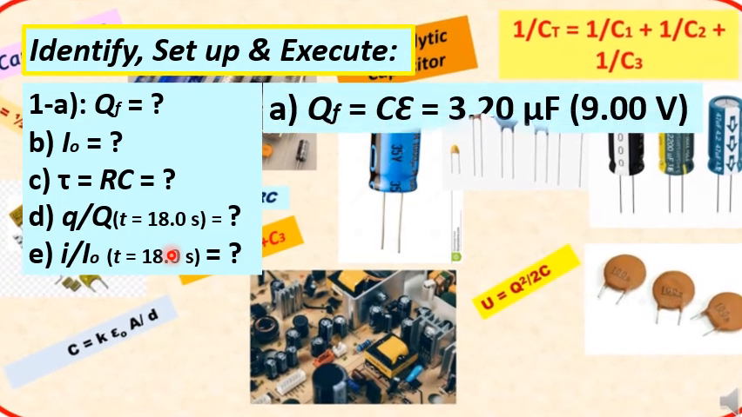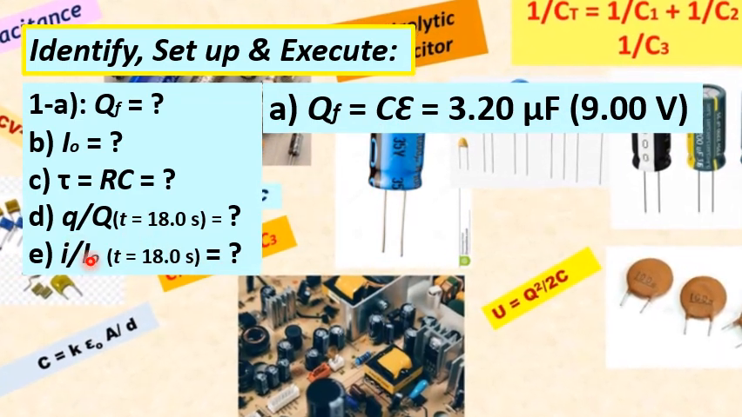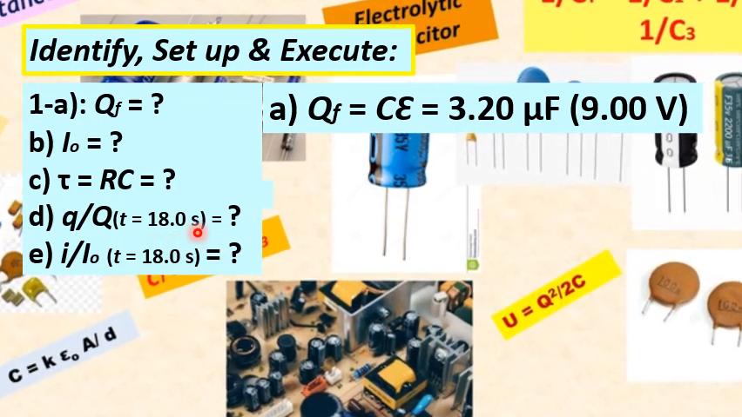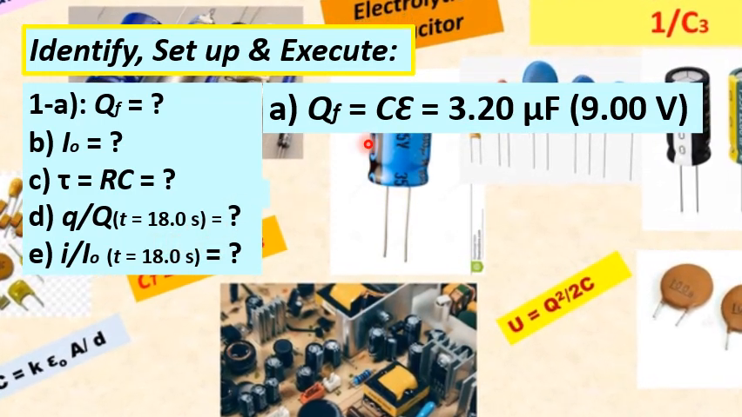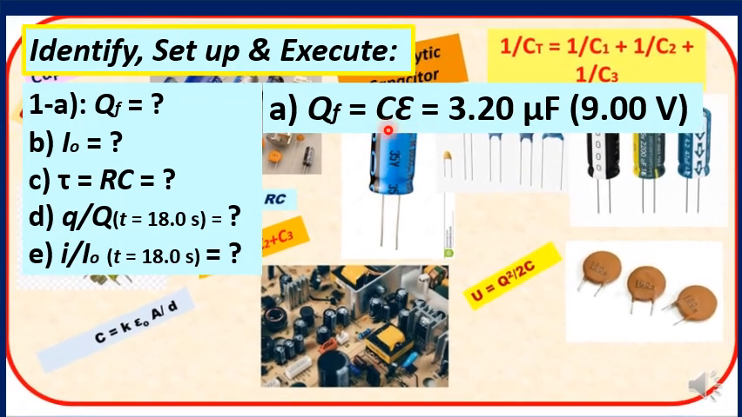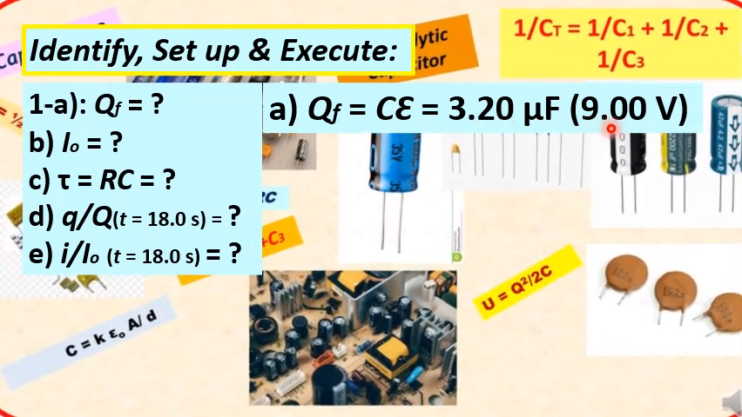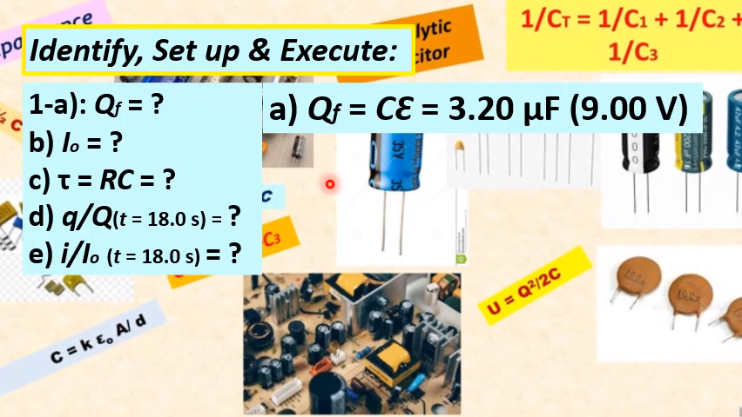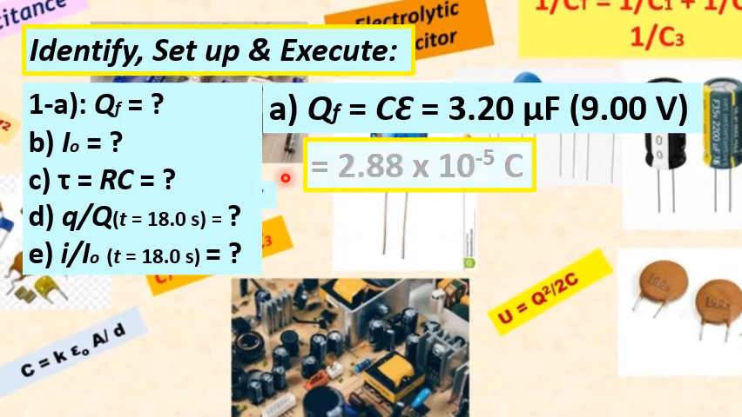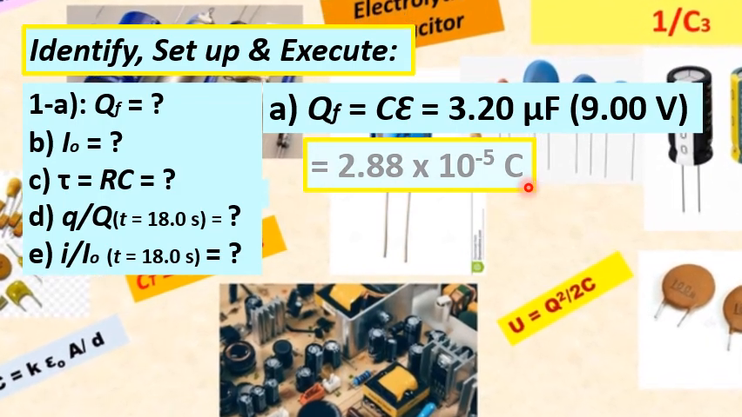So, to answer letter A, the formula for finding the final charge on the capacitor, big Q sub F, we just multiply the given capacitance and the EMF of the battery. That is 3.20 microfarad times 9.00 volts. And we will get the value of the big Q sub F equal to 2.88 times 10 to the negative 5 coulomb.